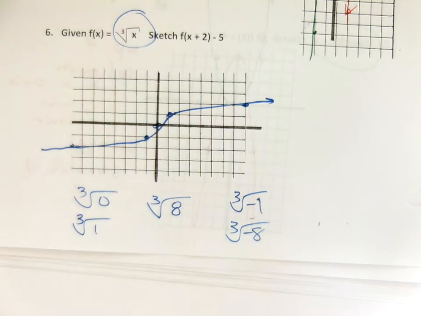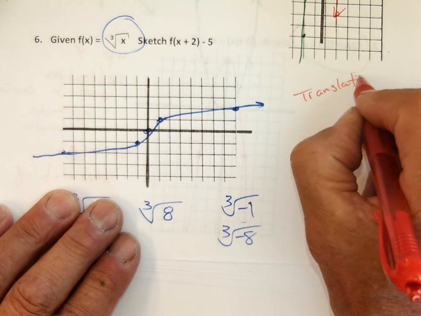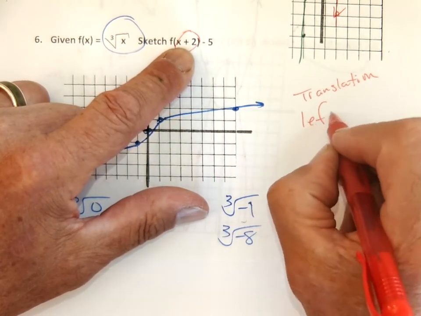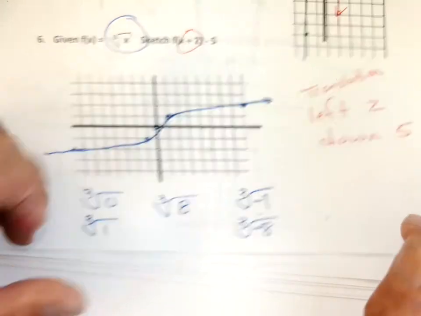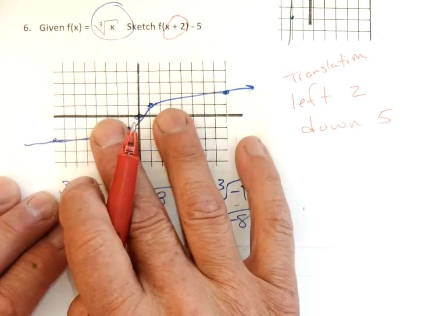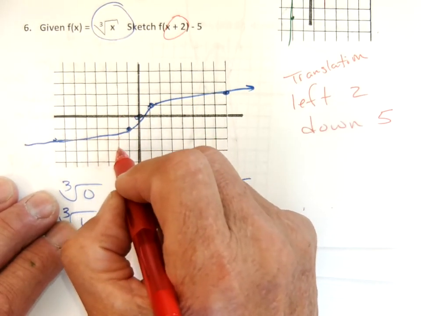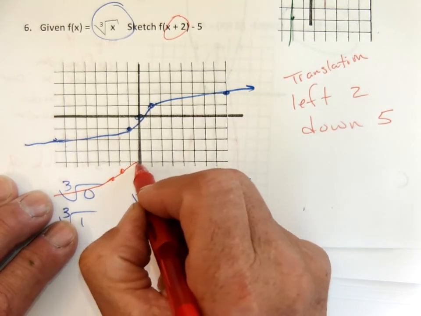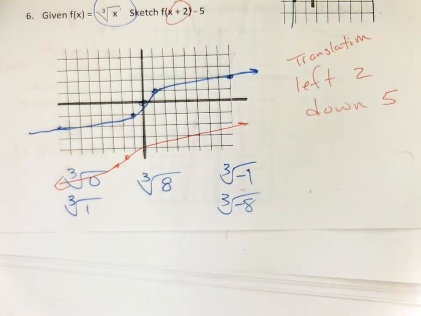So now we're going to do a translation. We're going to move it to the left, right? To the left 2, and down 5. I'm going to take the whole graph, but for me it's just easier to take the inflection point and move it 2 and down 5. So we'll go 2, 1, 2, 1, 2, 3, 5, and it will look something like this. How's that? Okay. Thumbs up.